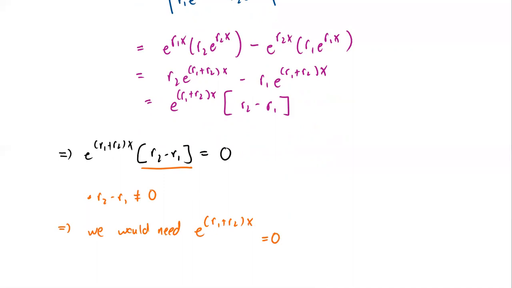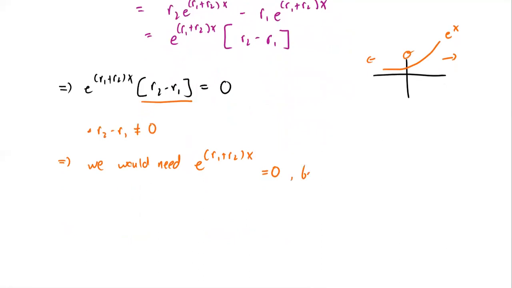However, again, what does the graph of this function look like? Well, e to the x looks like this. And what are we doing? We're multiplying x by this constant R1 plus R2. So for the same reasoning as before, all this can do is either reflect about the y-axis or stretch or compress horizontally, meaning that this expression is never equal to 0. There is no x that makes this true, right? e to the (R1 plus R2)x is never equal to 0.